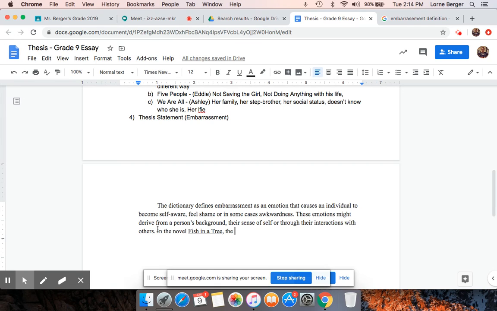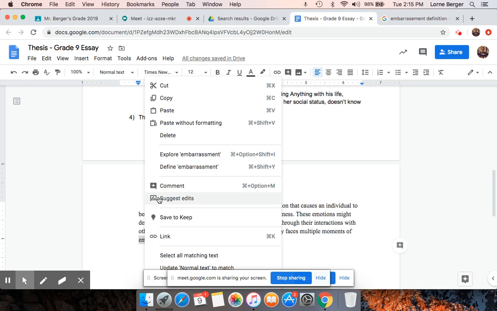So, and then Fish in a Tree. The main character. Ari, I see what you're saying about putting it into italics. You're gonna find out in grade 9 which one your teacher prefers. The main character, Ali, faces multiple moments of... Now, I don't want to use embarrassment, so anybody got another word for embarrassment? Shame? Flustered? It's more of a verb. I'm looking. Explore embarrassment.